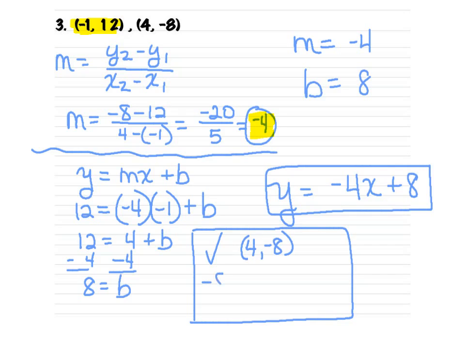And I'm going to substitute into my equation. So negative 8 equals negative 4 times 4 plus 8. Well, let's see if that's true. Negative 8 equals negative 16 plus 8. Yep, that checks. Okay, so you can always check that your equation was written properly.